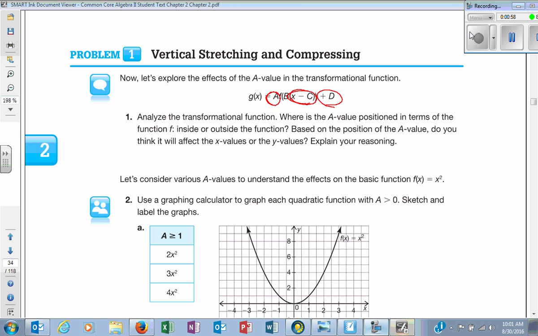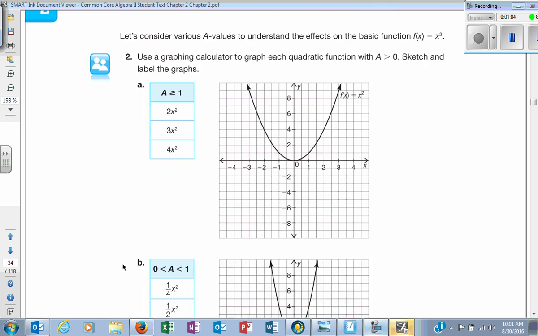Yesterday, we talked about how A affects my graph. Especially like this one, what is that going to do to my graph? It's going to take this and make it super skinny because it's going to be a vertical stretch. How do I know that? Because my 4 is bigger than 1. We talked about that yesterday, yes?